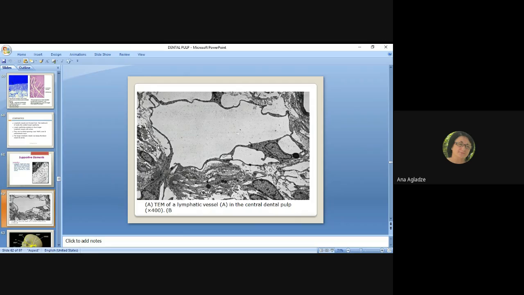And how do we distinguish lymphatics from veins, which also have such irregular lumens? Lymphatics never contain, in normal conditions, blood cells inside them.